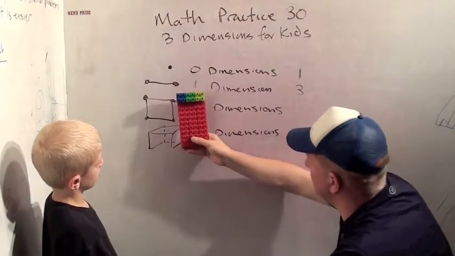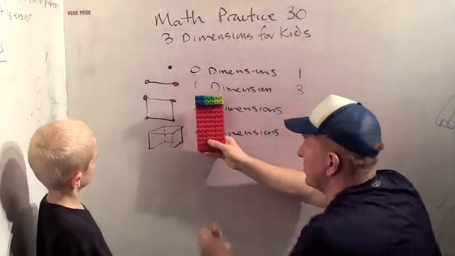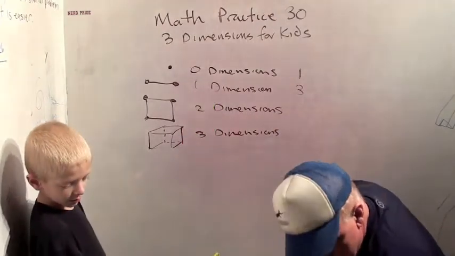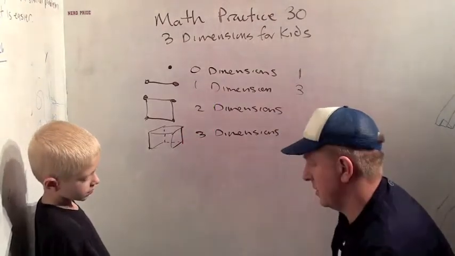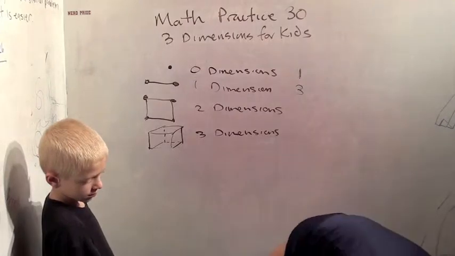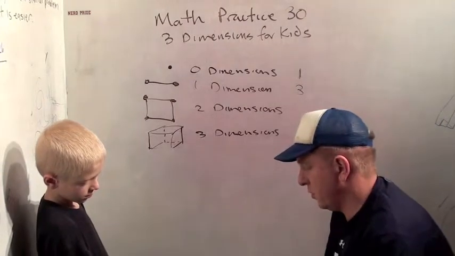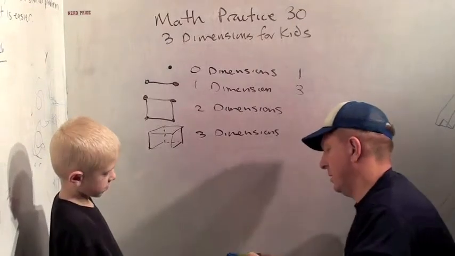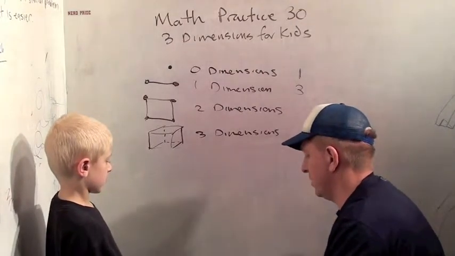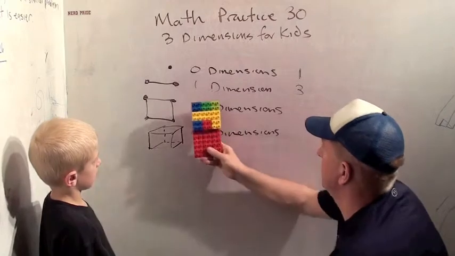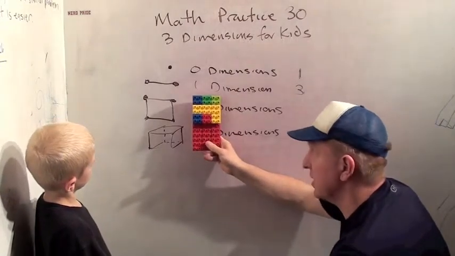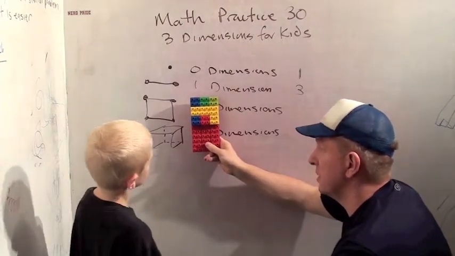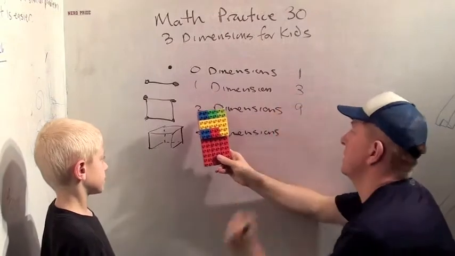And now I'm going to take my little line and turn it into a square. Okay? So let's do that real quick. Whoa, whoa. Here we go. Here's our square. Now how many Duplo blocks did I use to make that square? 9. 9. That's pretty neat.